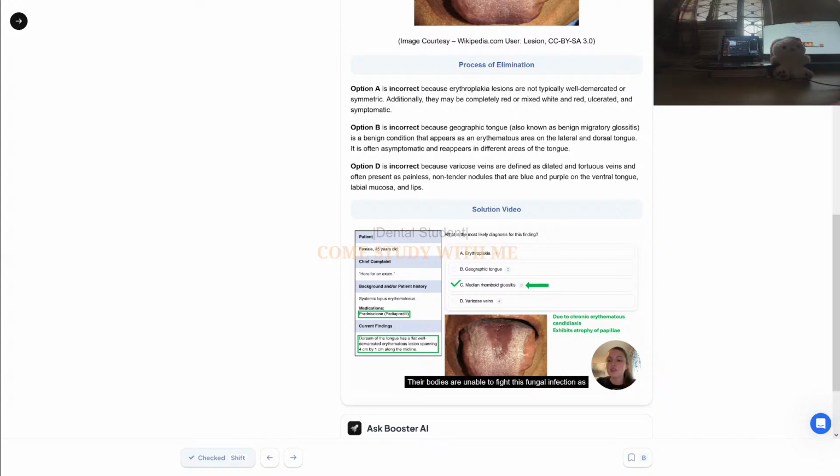Their bodies are unable to fight this fungal infection as well as they could, and that's why they present with conditions such as this. So her taking that glucocorticoid definitely contributed to her immune suppression and probably contributed to her having this median rhomboid glossitis due to candidiasis. Now let's go through these other answer choices, talk about what they are and how they're similar and different.